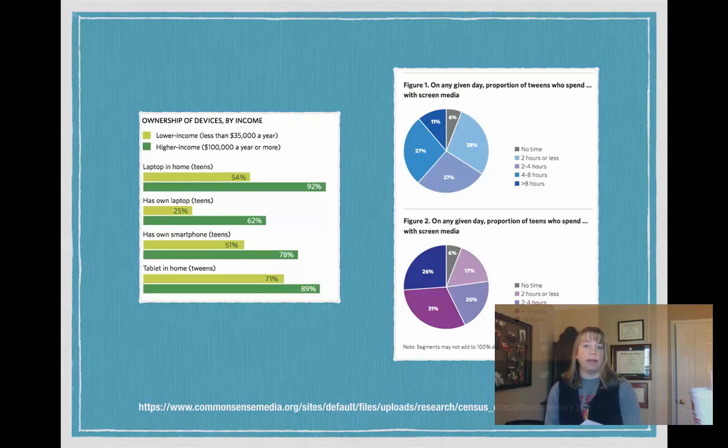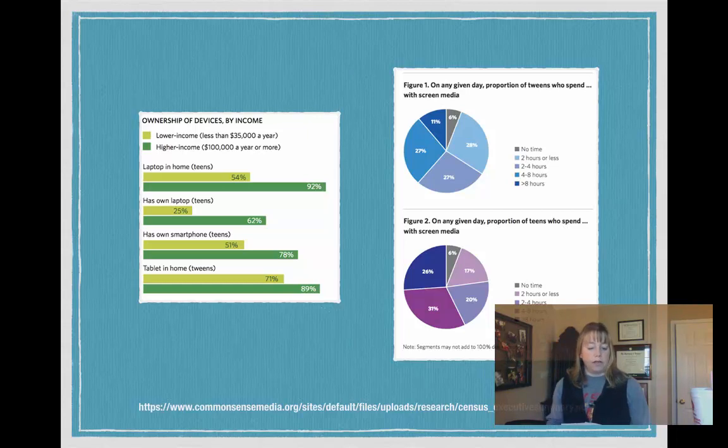When we look at tweens, their stats are just a little bit different. You've got 11% that are at that big, over 8 hours. And then 27% are spending between 4 to 8 hours a day with screen media. So you can see that really jumps up when we get into those teen years. Those high school students are spending a tremendous amount of time with a screen in front of them during their day.